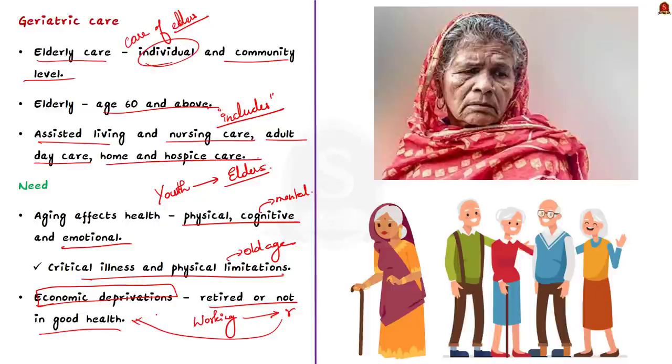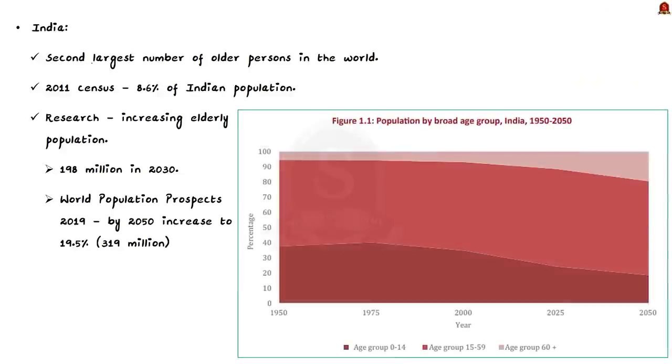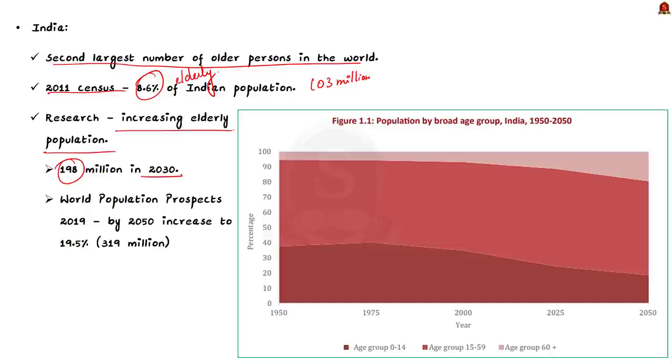To understand why, we are going to take the help of data here. See, India is poised to become home to the second largest number of older persons in the world. Actually, as per the 2011 census, the elderly population was 8.6% of the total Indian population, which is around 103 million. But projection studies indicate a rapid increase. They state that the number of 60 plus in India will increase to 198 million in 2020. And this is expected to increase further. And this is according to the World Population Prospects 2019, which is released by the UN Population Division. And the projection says that the share of the elderly population in India is projected to further rise by 2050. It will increase to 19.5% of the total Indian population, which will be 319 million. You can see the increasing gap in the graph here.